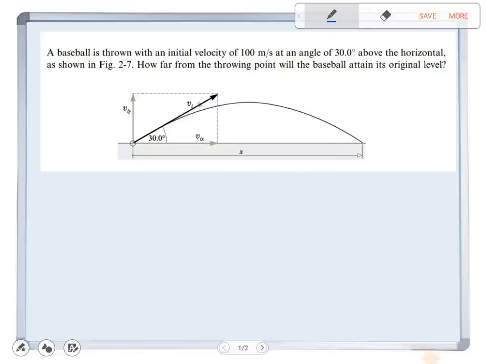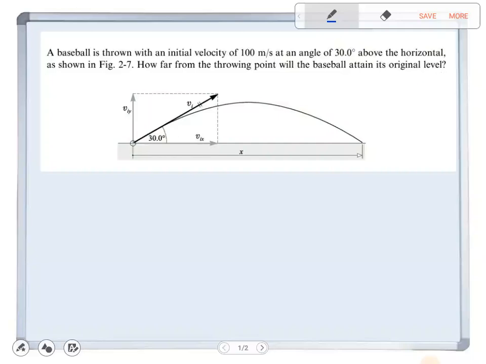In this question we have a baseball thrown with an initial velocity of 100 meters per second at an angle of 30 degrees above the horizontal, as shown in this figure. How far from the throwing point will the baseball attain its original level?